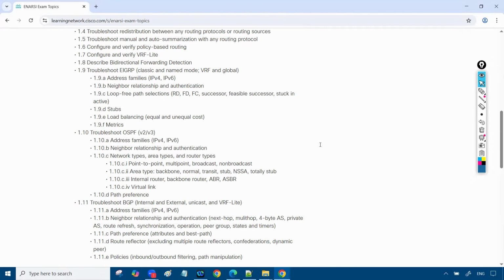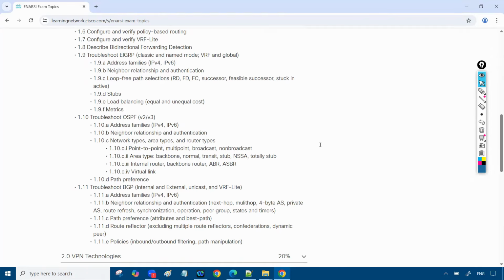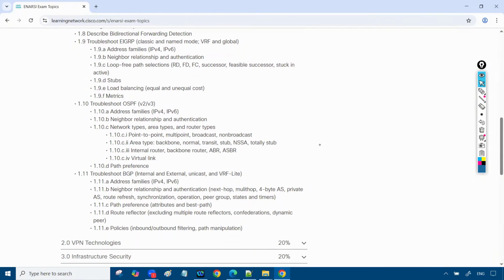In EIGRP, we need to go through IPv4 and IPv6. Then you have to understand the neighborship criteria of EIGRP. Of course, the RD, FD, FC, the successor, feasible successor, and stuck in active. These are the important terminologies for EIGRP. Then we have the EIGRP stub concept, load balancing, equal and unequal, and the metric of EIGRP, the K values you can call them. So EIGRP contains a lot of topics, including named mode. Named mode is an advanced version of classic mode.